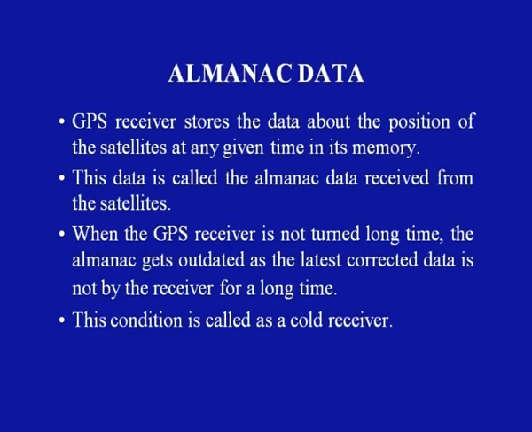Another important data which is of importance to the user is the almanac data. GPS receivers store the data about the position of the satellites at any given time in their memory. This data is called the almanac data received from the satellites. When the GPS receiver has not been turned on for a long time, the almanac gets outdated as the latest corrected data is not received by the receiver for a long time. This condition is called a cold receiver.